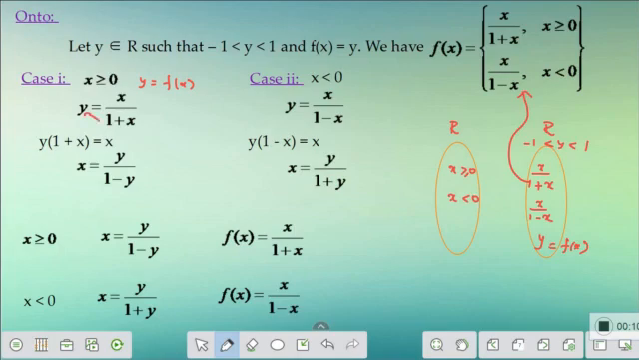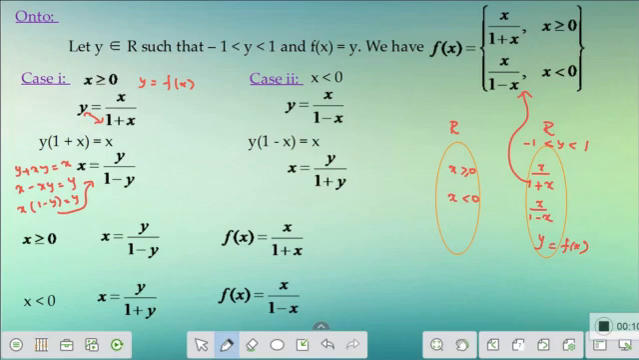Now when we do the cross multiplication, we have y into 1 plus x equal to x. This gives you y plus xy equal to x. I'll put it the other way: x minus xy is equal to y. That is x into 1 minus y is equal to y. So from this we can get x equal to y by 1 minus y. So when x is positive, we get the value of x as y by 1 minus y.